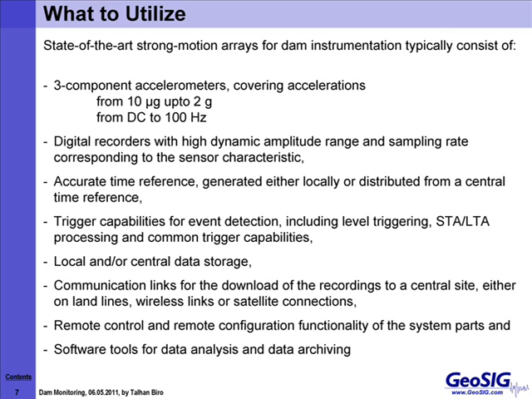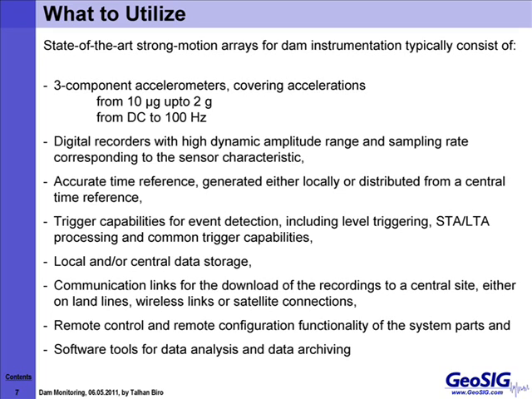And what to utilize, we will just go over this. To be able to cover all the motion and the forces coming, we can use 3-component accelerometers, which we also call triaxial accelerometers. These can range from 10 micro-Gs up to 2 Gs, and from 0 Hz, in other words DC, to 100 Hz frequency range, so that we can comfortably cover all the motions that might have an effect on the dam, and all the motions that the dam shows as a response.